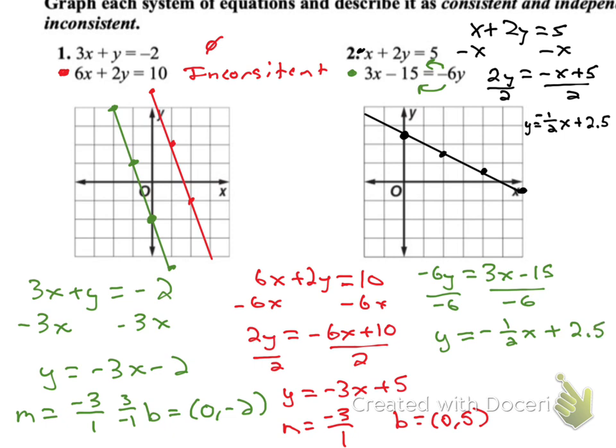What do you notice about these two lines? They're the same. They lie on top of each other. So there would be infinite solutions, and it will be consistent and dependent. There are infinite solutions there, all real numbers.